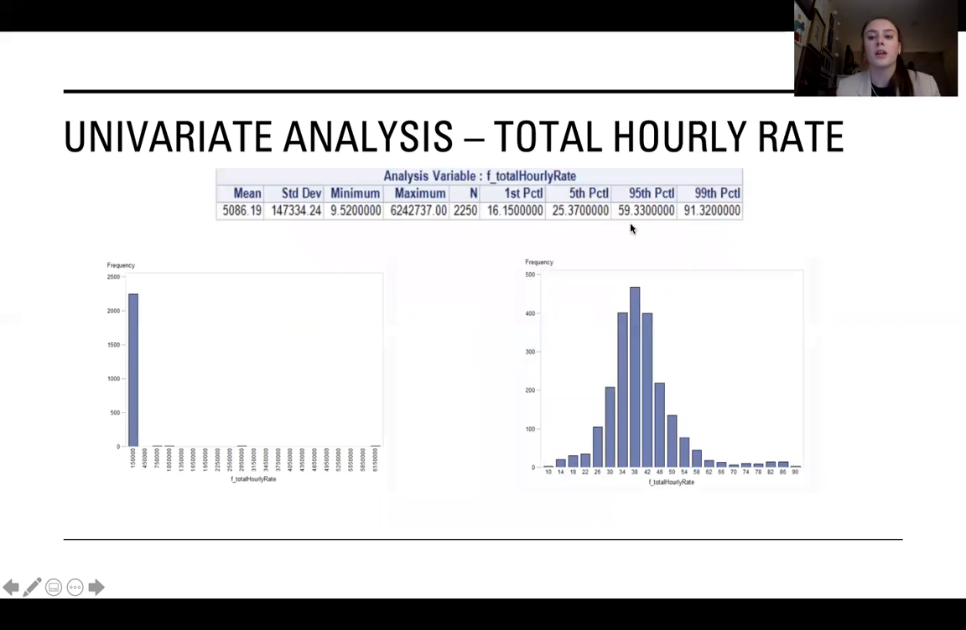Now, this univariate analysis for total hourly rate, this graph right here is with outliers, and then this graph is without outliers. I believe I cut the outliers out at 90 or 95, and the average for total hourly rate is 5,086.